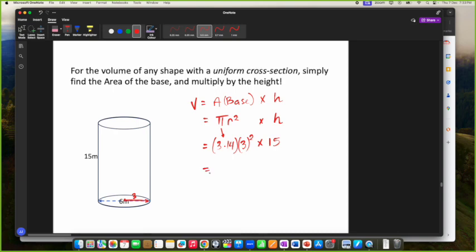So that'll be what? 3.14 times 9 times 15 is 423.9, and this answer will vary depending on what you used as pi. Wait, that is true.